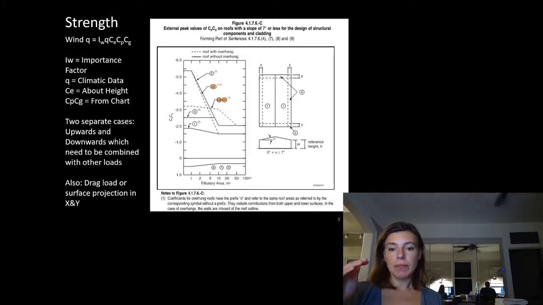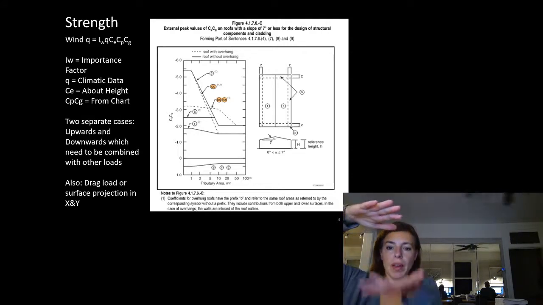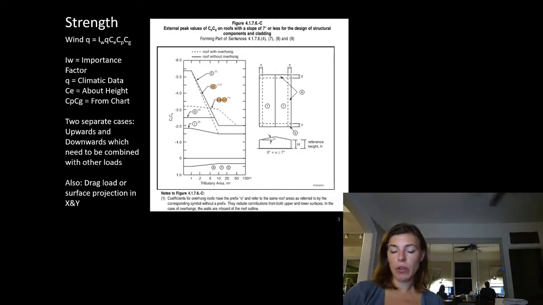Now a canopy, when wind is blowing on it, we have a suction force downward, or we have a suction force upward and a wind force underneath pushing upwards. So our code deals with this chart. This is our roof wind load graph for determining CpCg.